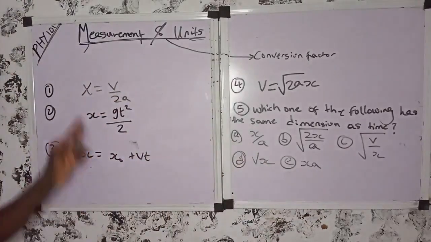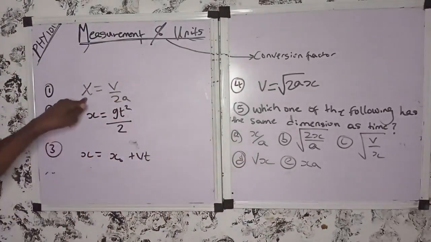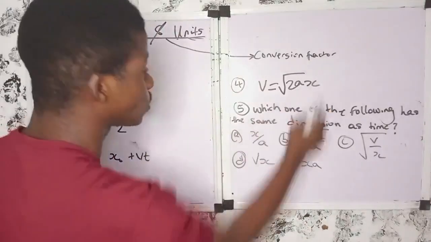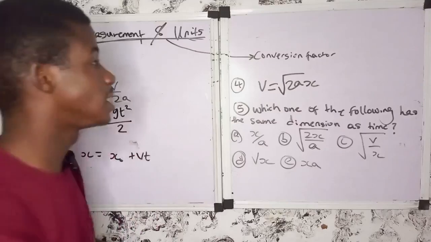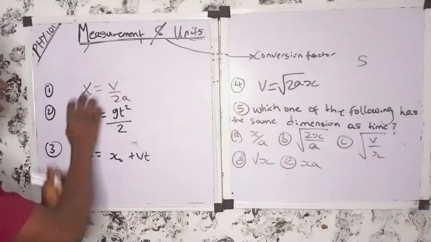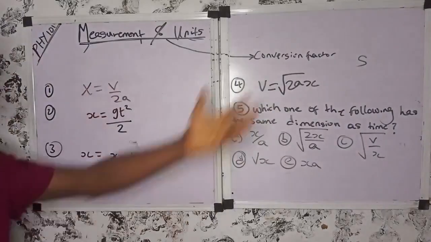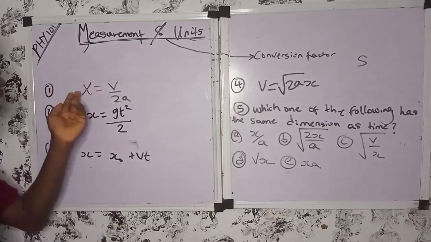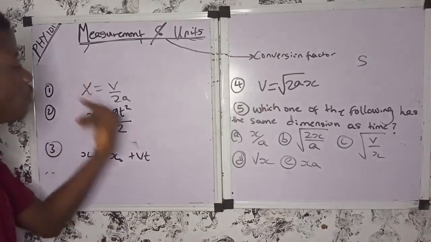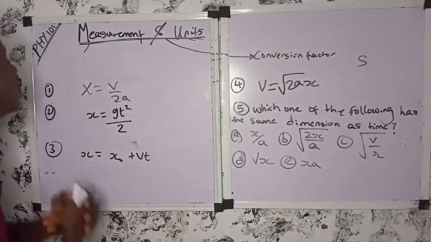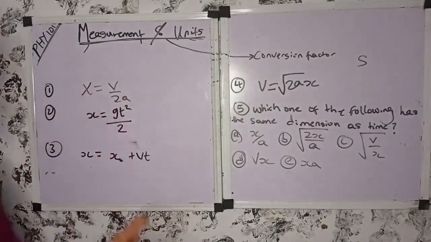Now this first question. Whenever you see x, it is something like distance. So don't get confused when you see x, it's distance. Now they're asking us if x is equal to v over 2a, where a is acceleration and v is velocity. Is this equation correct?